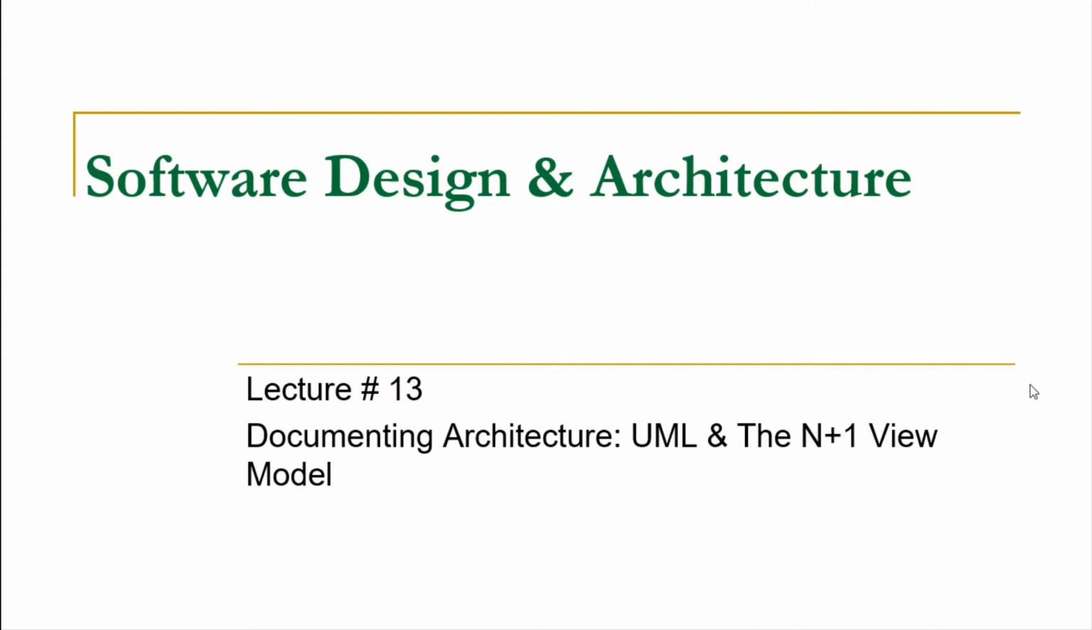By now we have talked a lot about UML and its models and how, where and when we can use those models. Now this lecture will be a high level view of what we have done by now. So in this lecture we are going to talk about documenting the software architecture, and we'll talk about a concept called the N+1 view model. Let's understand what we mean by this.